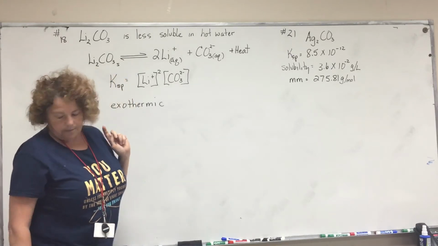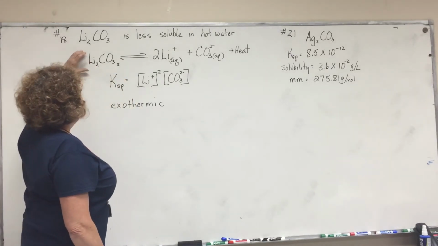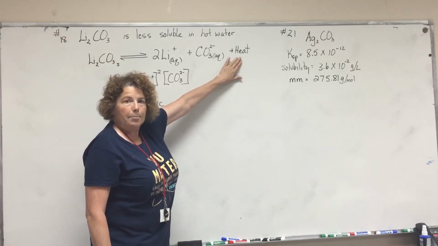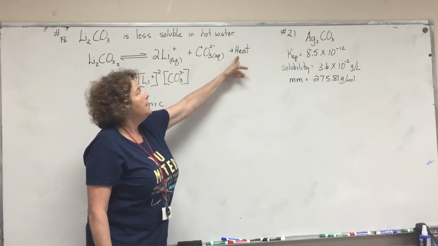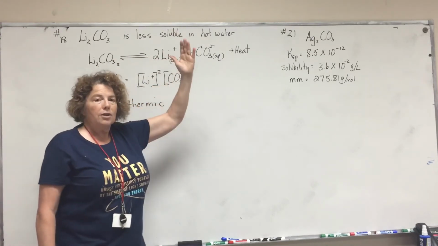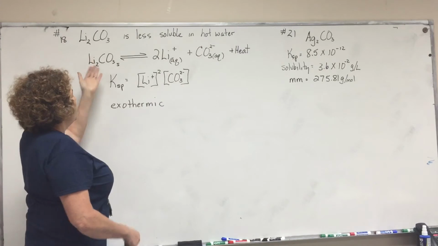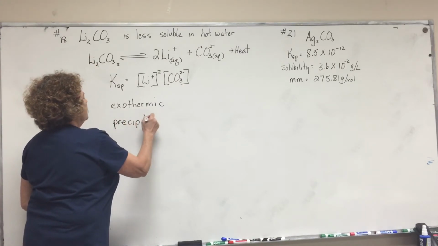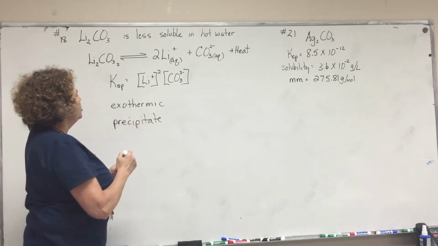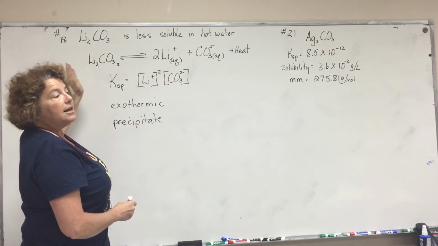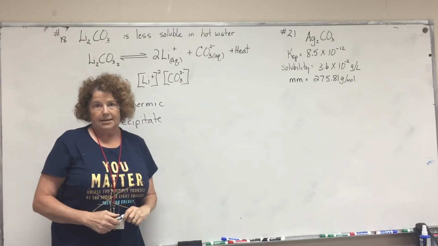Now, if you start off with it colder and you heat it up, what's going to happen? For part B, it's going to shift this way. So if you raise the temperature to 100 degrees, it's going to cause more of it to precipitate. When the reaction shifts back towards the reactants, it's going to precipitate that.